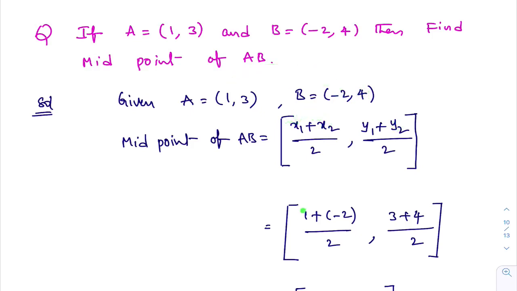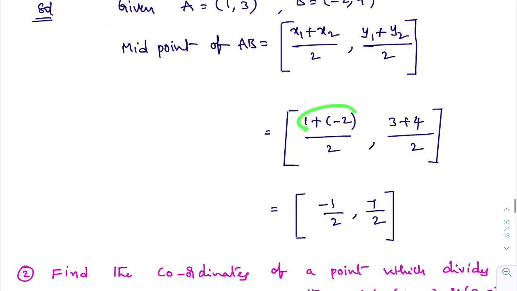See here, x1 is 1, plus x2 is minus 2, divided by 2. I hope you are understanding this. Now y1, what is y1? y1 is 3, that is what I have written here. Plus y2. What is y2? y2 is 4. 4 divided by 2. (y1 plus y2) by 2.